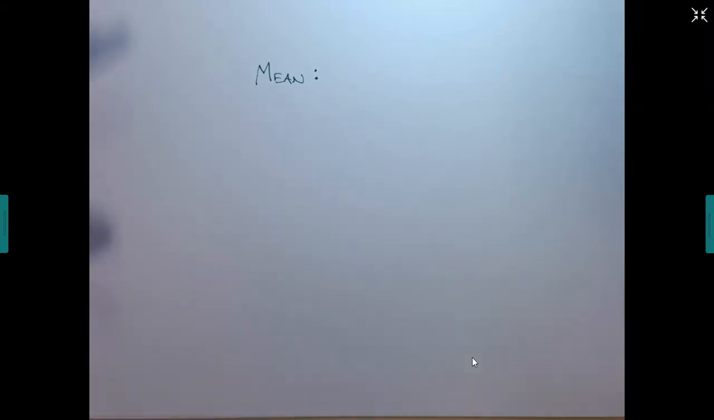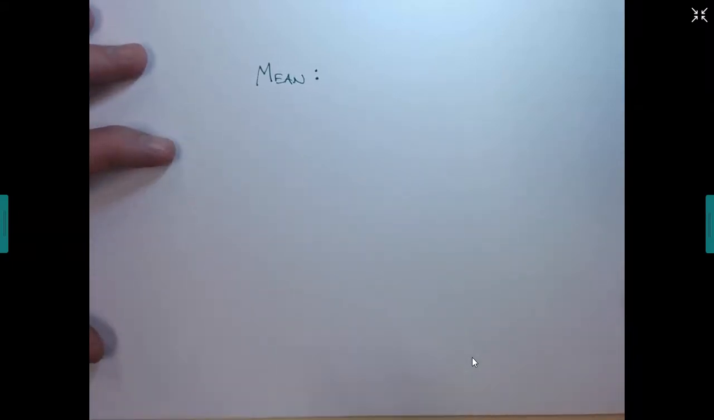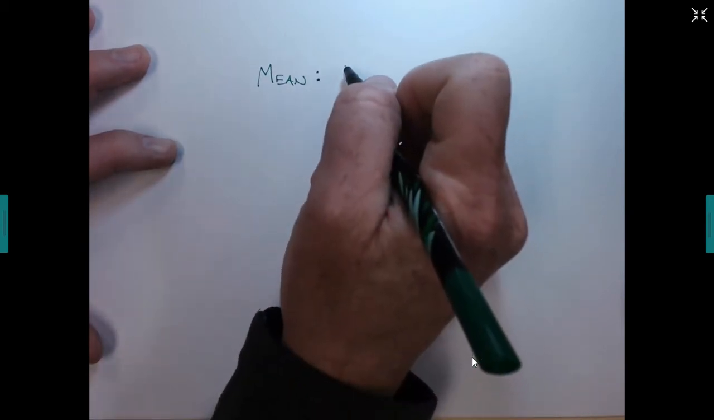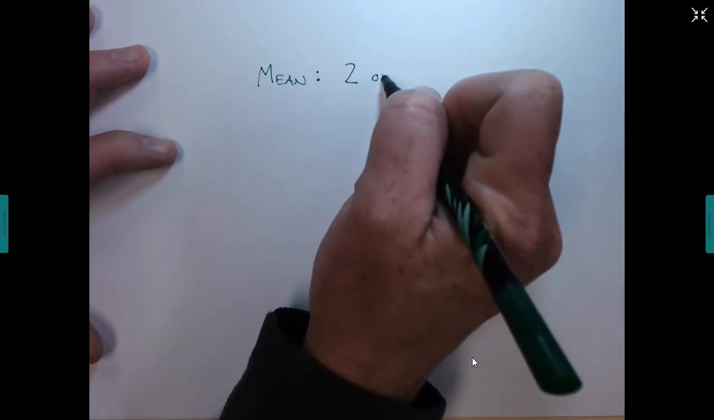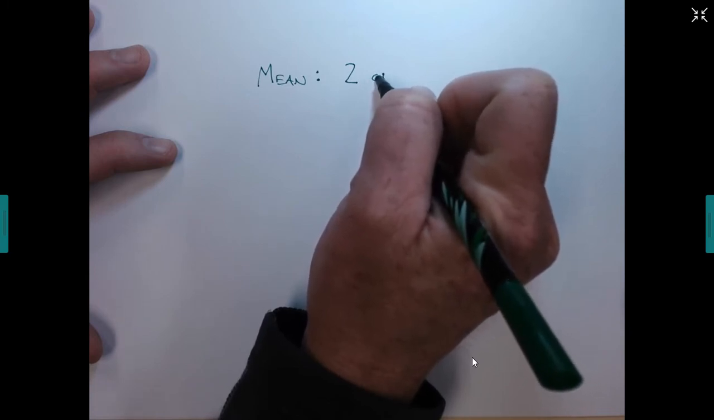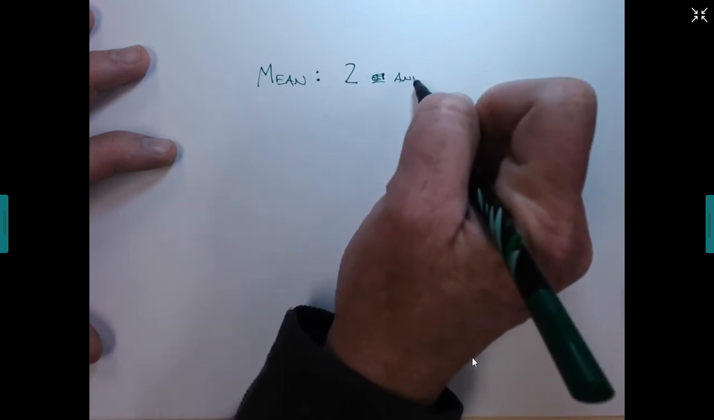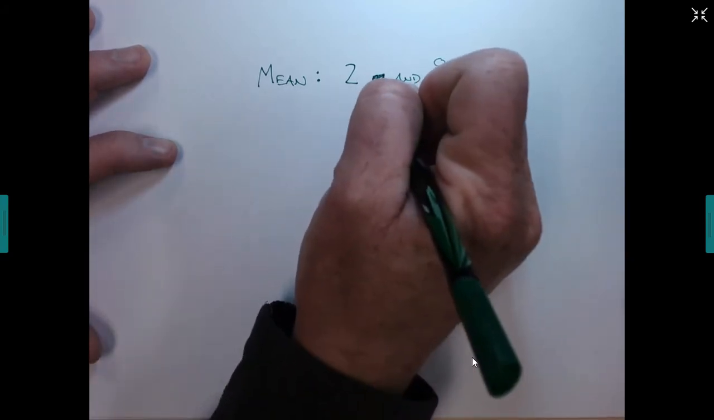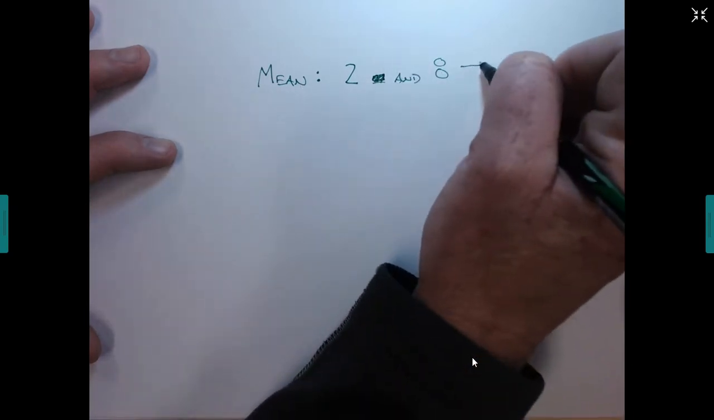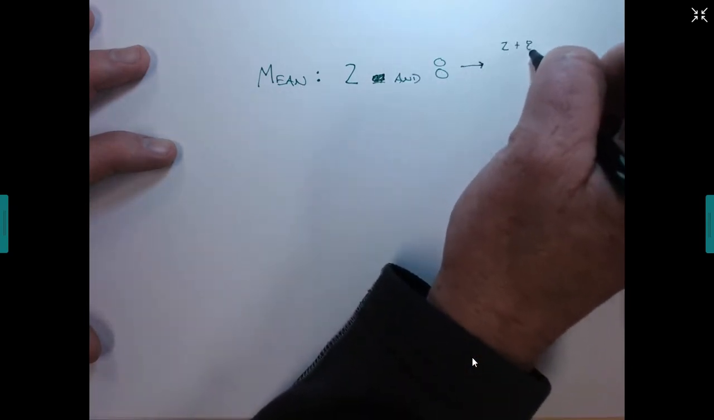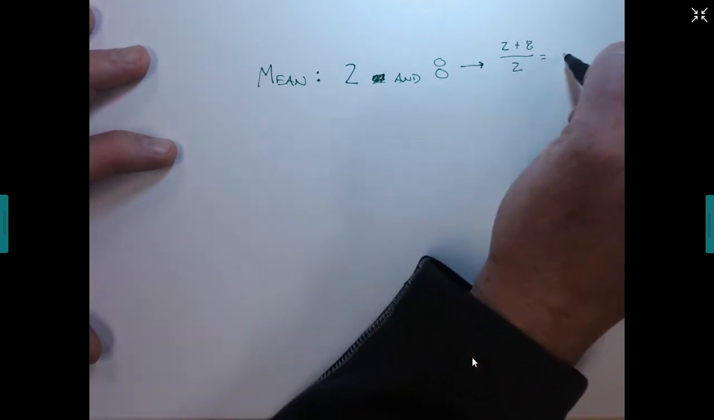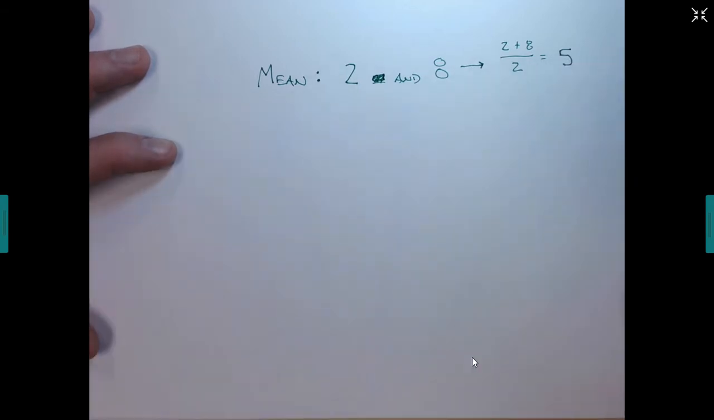All right, you guys, let's take a look at this topic. In mathematics, a mean. A lot of you have heard of a mean before. If I wanted to find the mean of 2 and 8, a lot of you think a mean is where we would take these two numbers and add them up and divide by 2. 2 plus 8 is 10 divided by 2, the mean of this problem being 5.